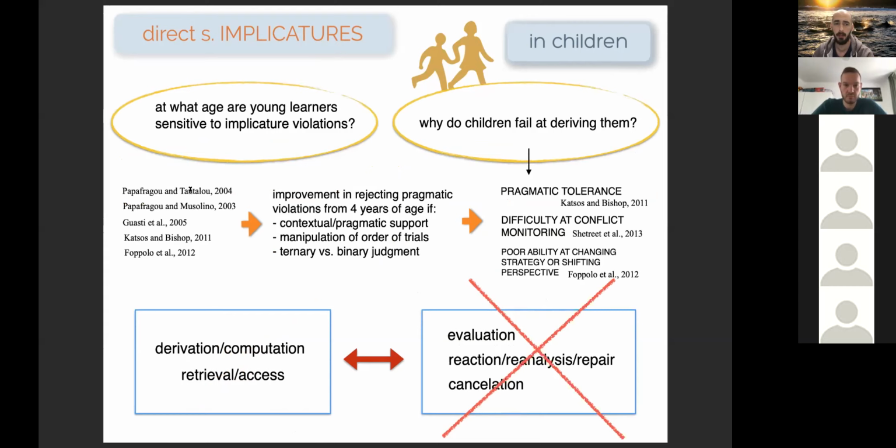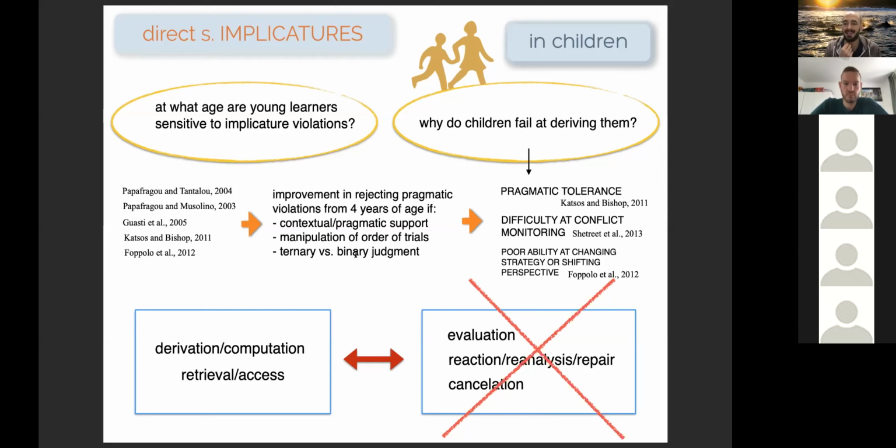I think we've seen this study, right? So the idea is that children, if you give them the right contextual setup, if you make the role of alternatives pragmatically salient, and if you highlight the contrast between all and some, for instance, they can actually derive implicatures, and they get close to adults' performance. And you remember ternary and binary judgment and all these kinds of things.